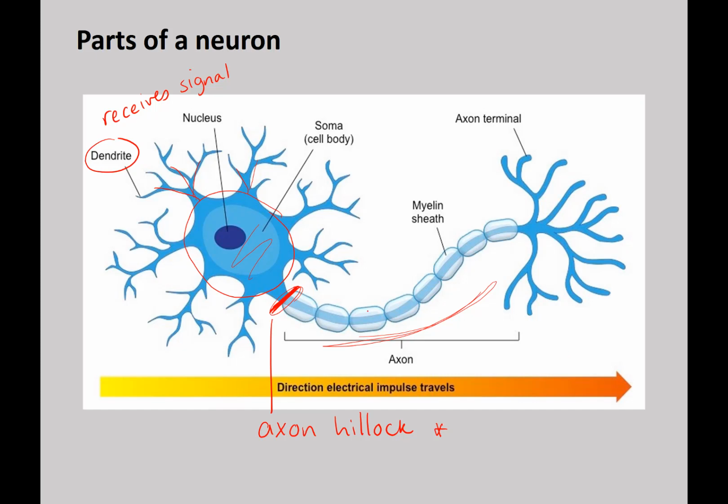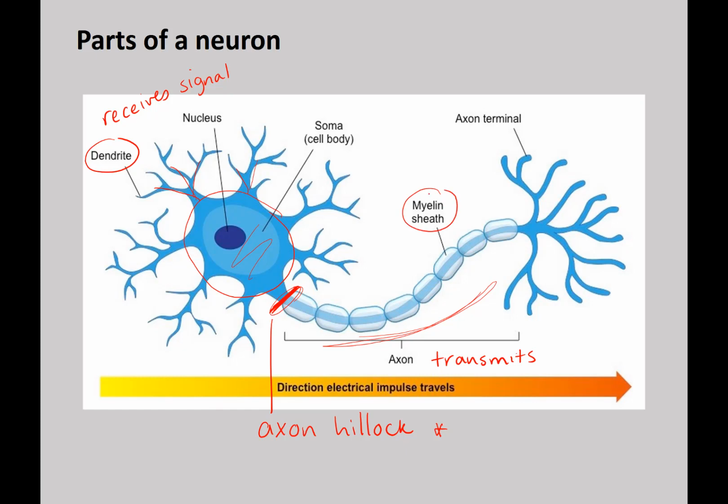We go down here through the axon. The cytosol within the axon is called the axoplasm. The axon is the part that transmits the signal. It's very long and it's reaching, in general, to another neuron.